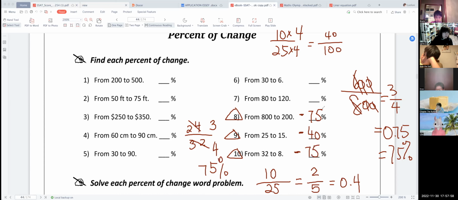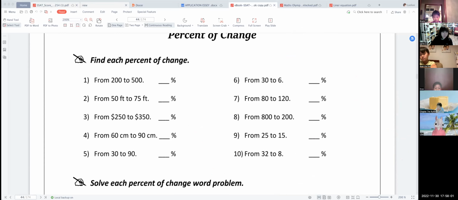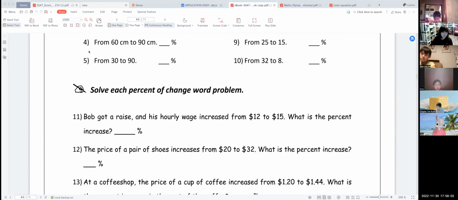Understood, chapter? Okay, so let's take a look at word problem, okay? Bob got a raise and his hourly wage increased from $12 to $15. What is the percentage of increase? Okay, 这道题目它已经告诉你了，是增加的。So from 12 to 15, how much has been increased, Enzo? 3. Very good. So what is the original number? 12. Very good. So 3 divided by 12 equals 1 over 4 equals what? 25%. So the answer is 25.